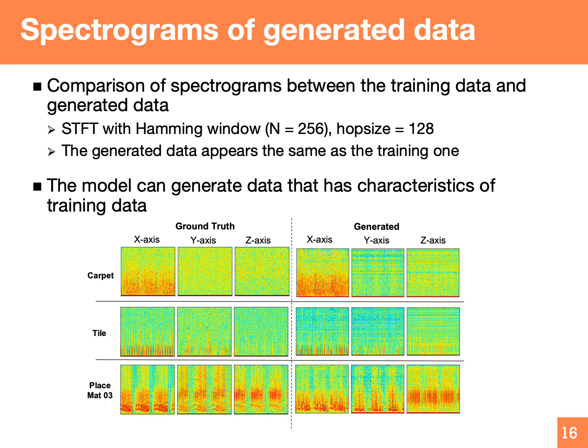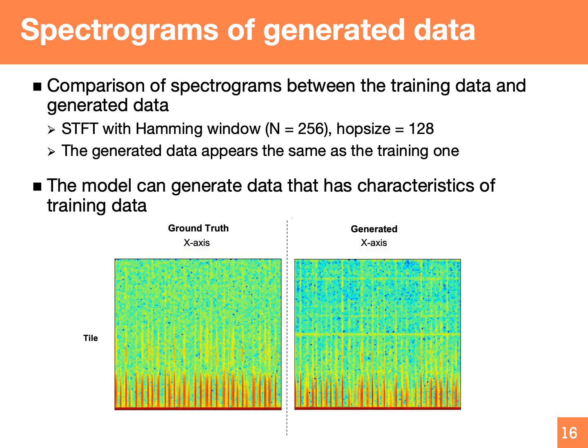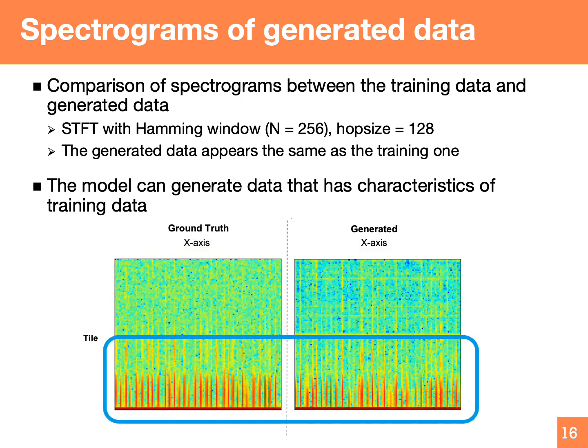We will describe examples of the result. This figure shows 3 examples from all classes. The three spectrograms on the left show training data, and the others are generated data. In this result, the generated data appears the same as the training data. For example, the generated data for the tile class shows almost the same characteristics as the training data. Therefore, we found that the model can generate data effectively.